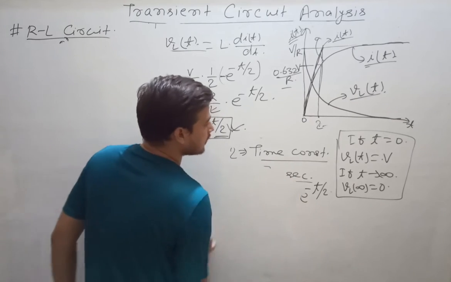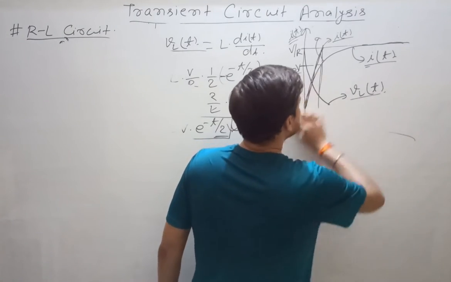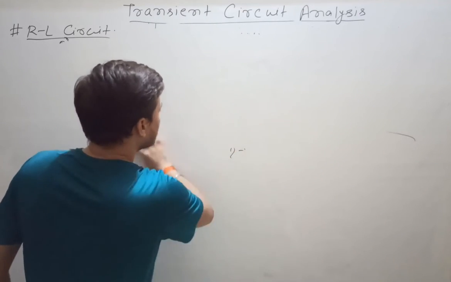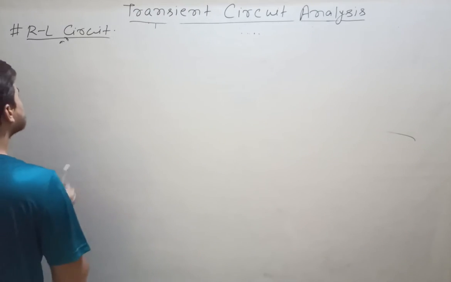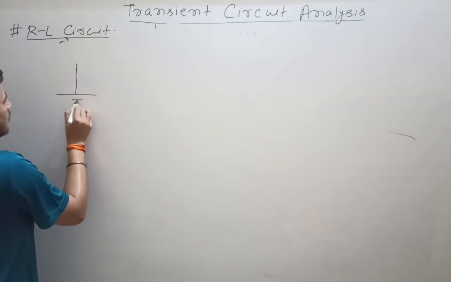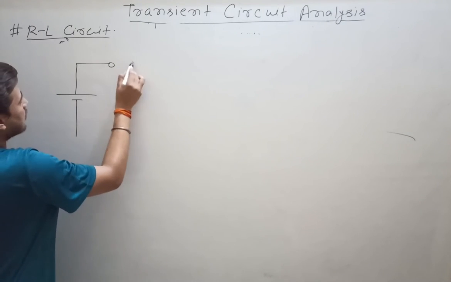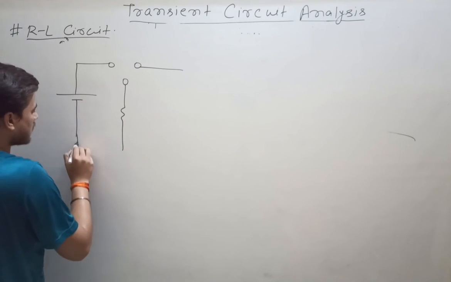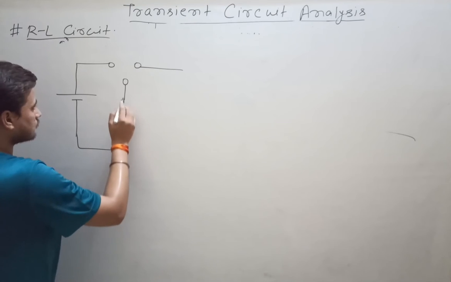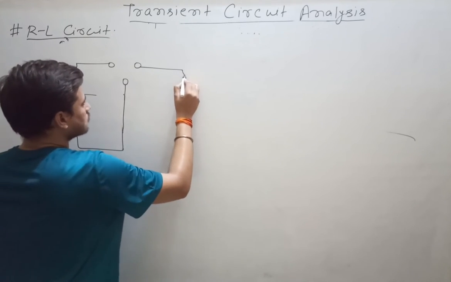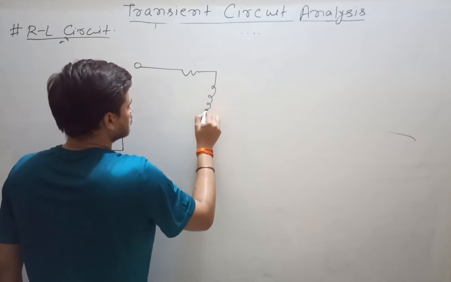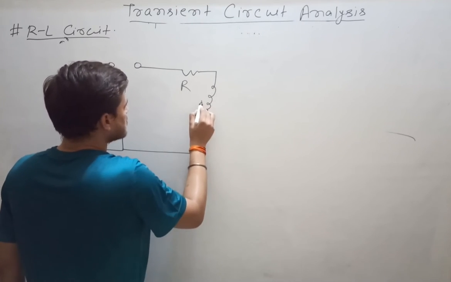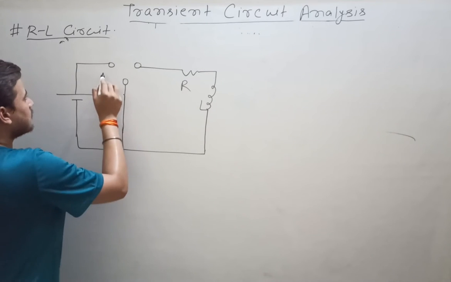Next, let us see one more condition. The condition is that you are having the circuit like this one. This is R, this is L. Clear?